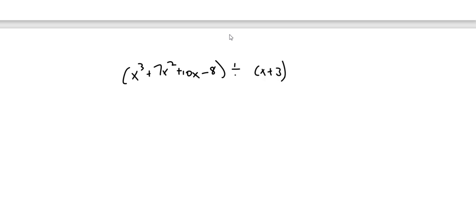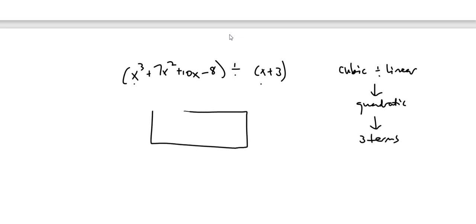Okay, so we know that this is a cubic and this is a linear. And if I'm going to have a cubic divided by a linear, my result is going to be quadratic. And quadratic is going to have 3 terms. So when I make my box, I know that it's going to have x plus 3 here. And this one's going to split into 3. So I'm going to start with my x cubed and then fill in the boxes as I go. All right, let's see how quickly we can do this. If that's going to be an x, then that's an x squared.